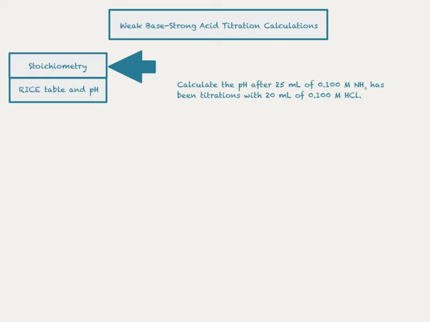So first of all, I need to figure out what's in my beaker. I've got some ammonia and some hydrochloric acid, where the main portion of the hydrochloric acid is going to be the hydrogen ion. So I'll write out my reaction to be NH3 plus H plus yields NH4 plus. Now, before I really get started in this rice table, I need to know my mole amounts for all of these species.